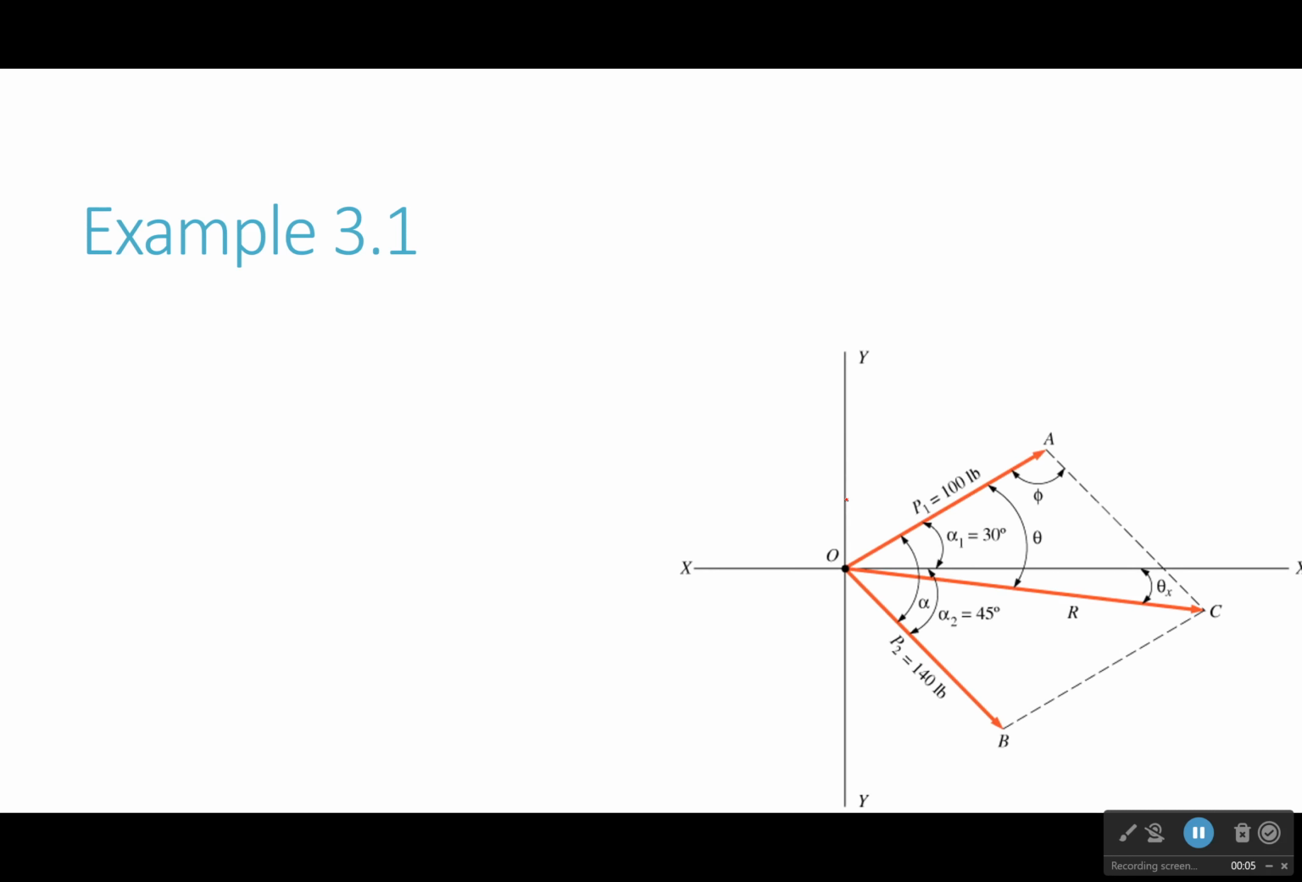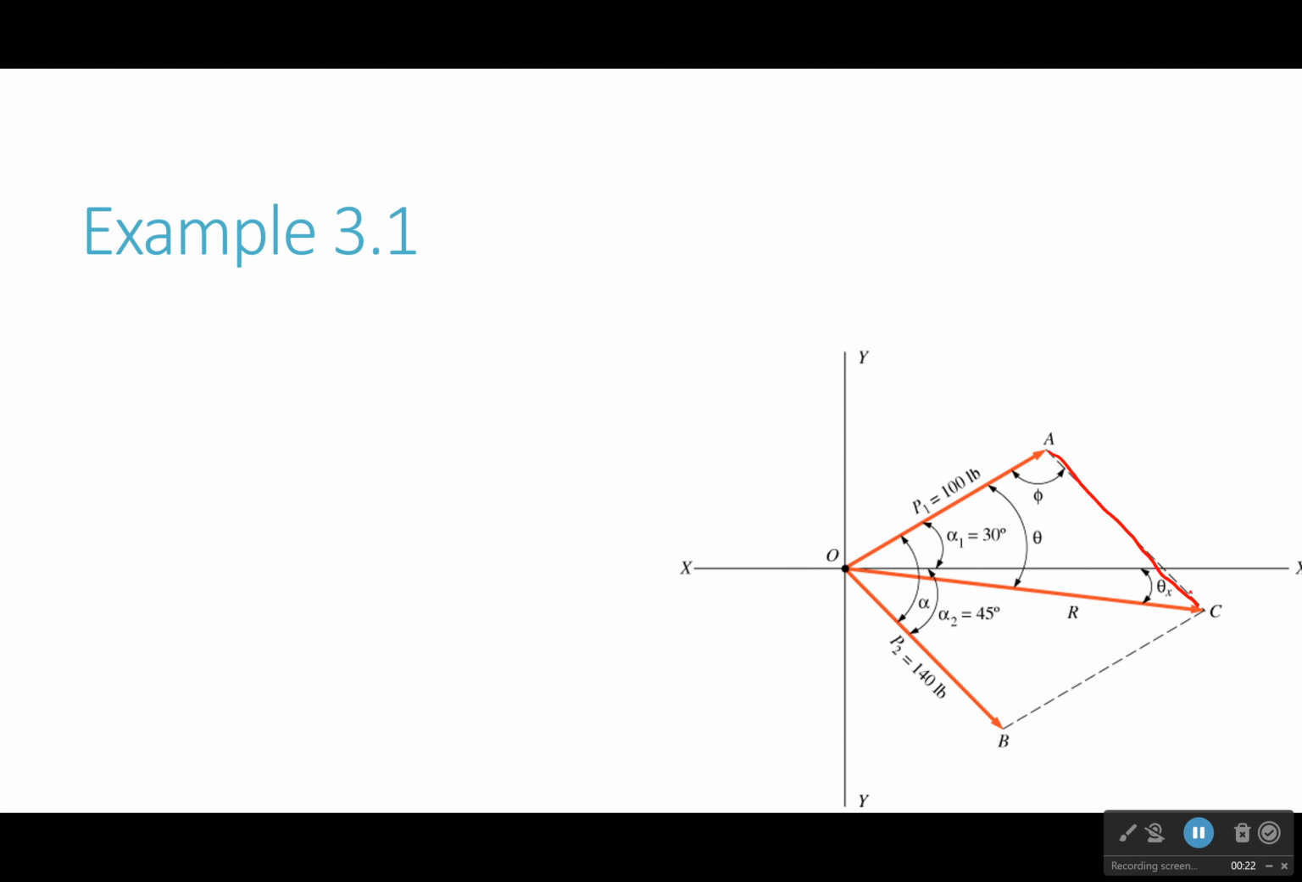Hi everyone, welcome back. So this time we're going to be doing example 3.1 from your textbook. It looks something like this, and we're trying to find that resultant vector and that angle to the x-axis. Now, you're going to be doing the parallelogram method for this, so all we need to do is make a parallelogram using these two vectors.